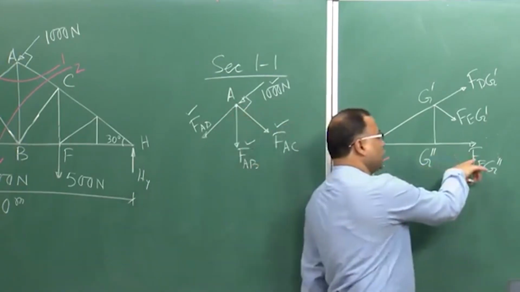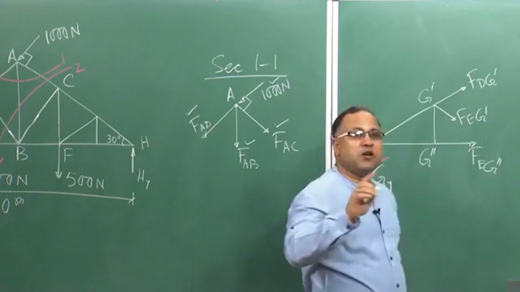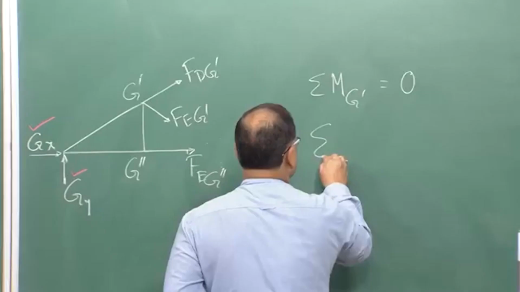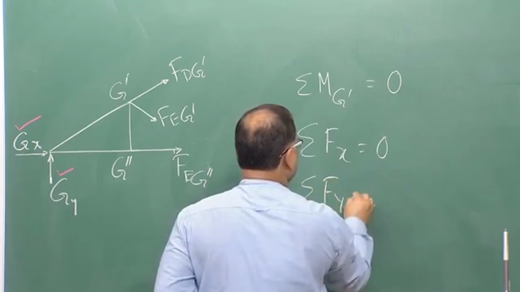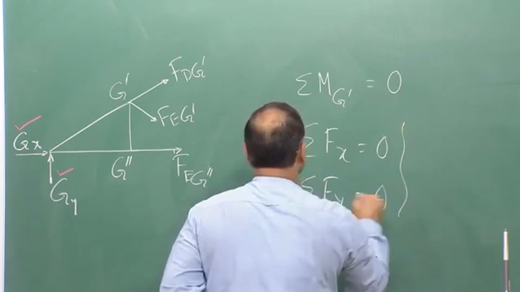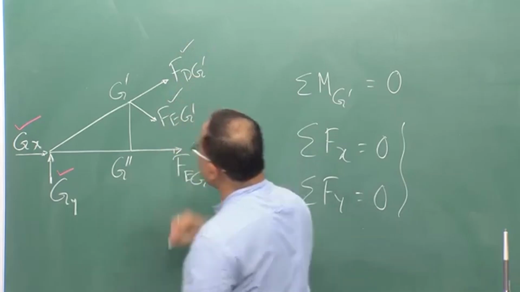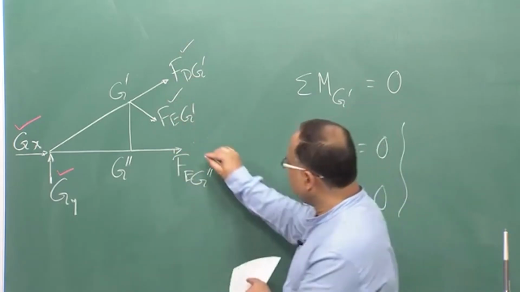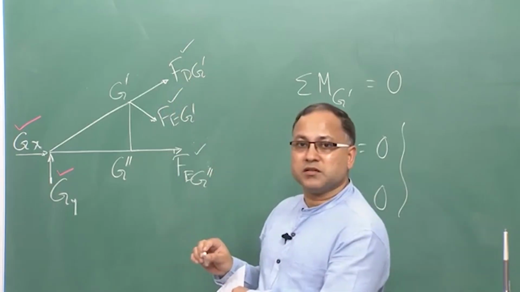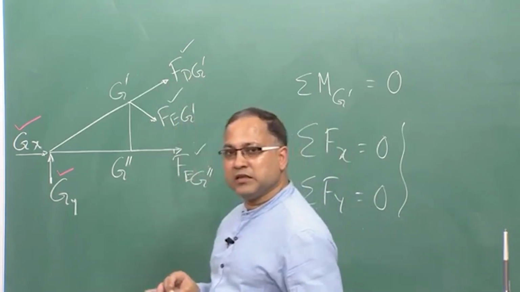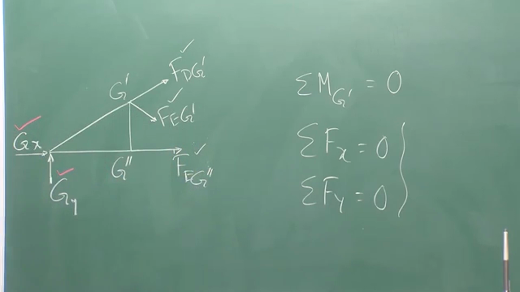Once it is known, then we can take summation of F x equal to 0 and summation of F y equal to 0. From these two equations we can get these two forces. Initially we got this force, and now we have got these two forces. So, all the 3 forces are now known to me.